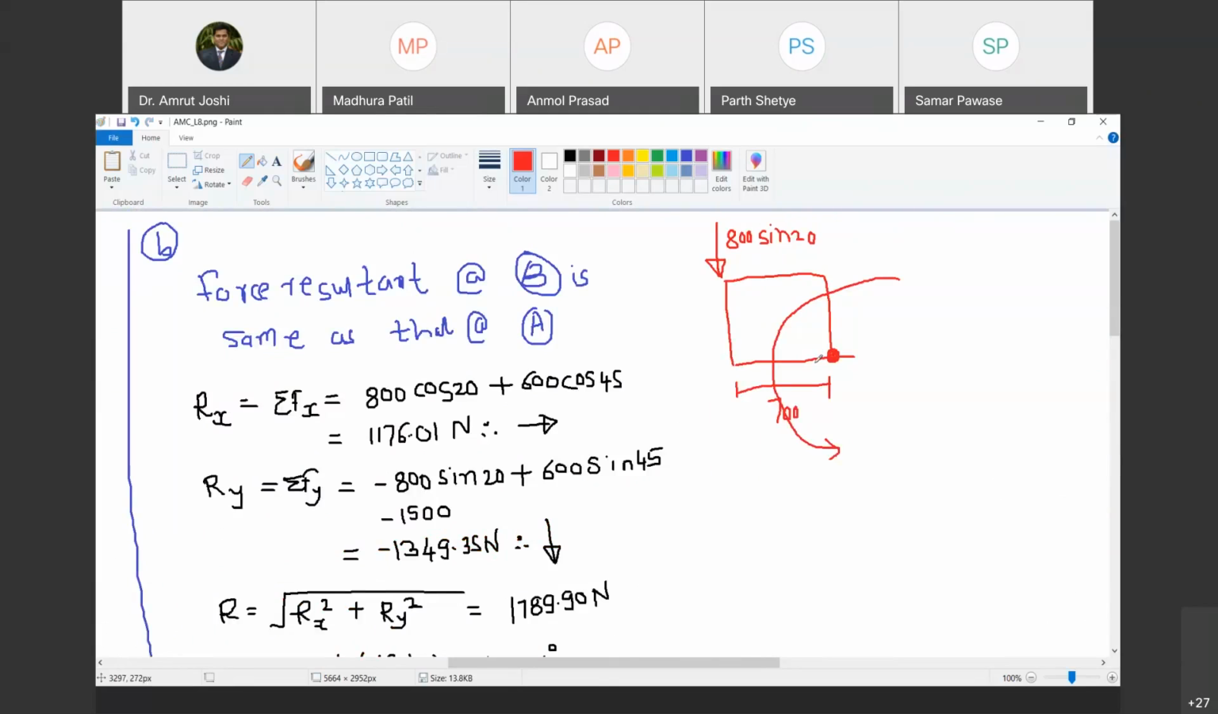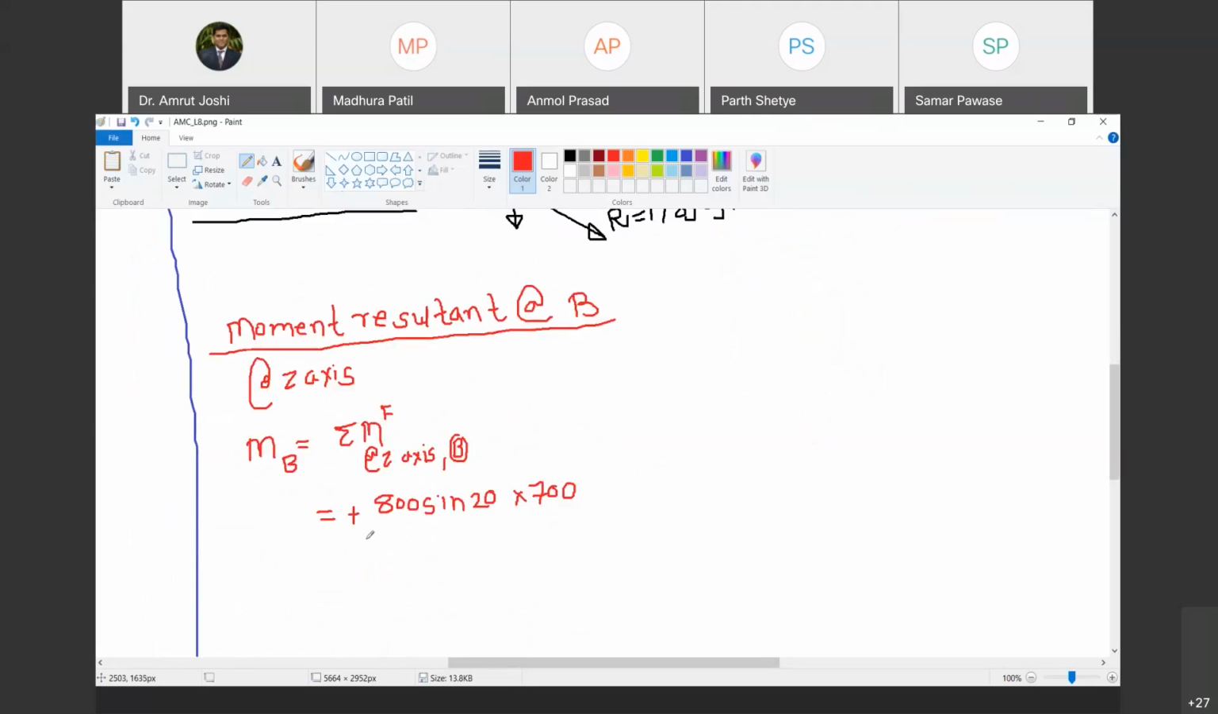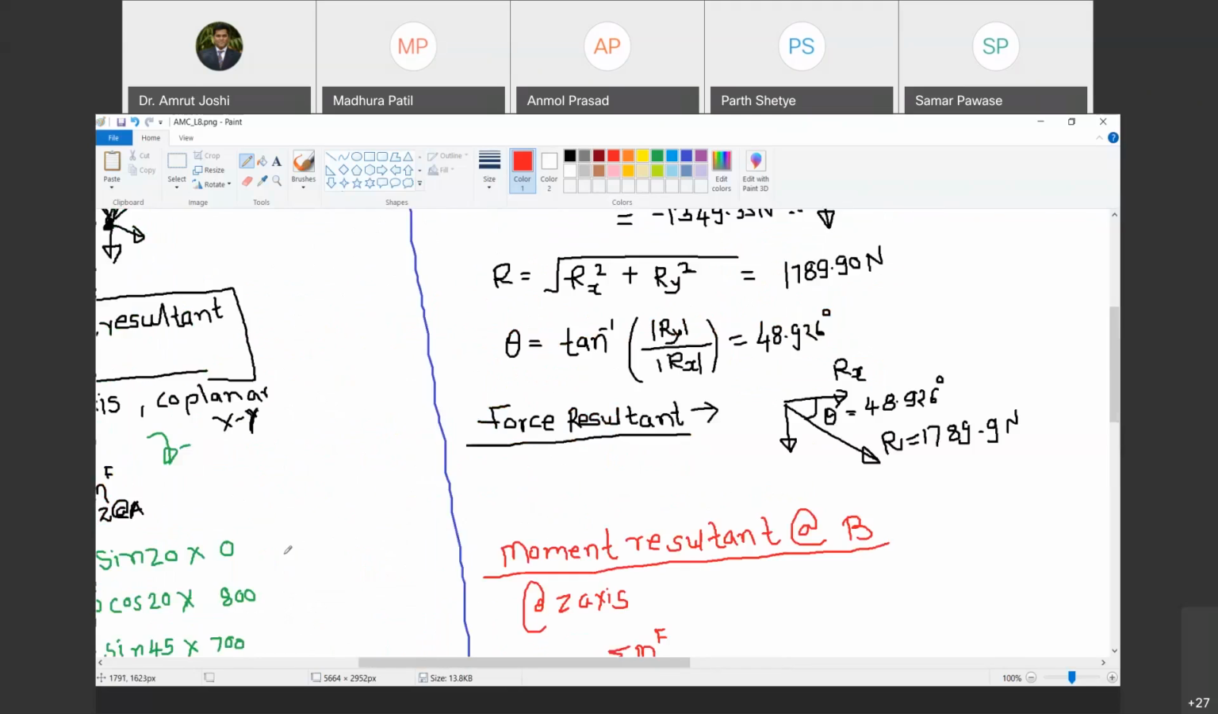If it produces anti-clockwise moment about z-axis passing through point B, we are going to call that moment as positive. Do you agree with me? Yes, sir. Very carefully remember this. This is where most of the students make mistakes. Now, chalo. So ये 800 sin 20 हुआ.